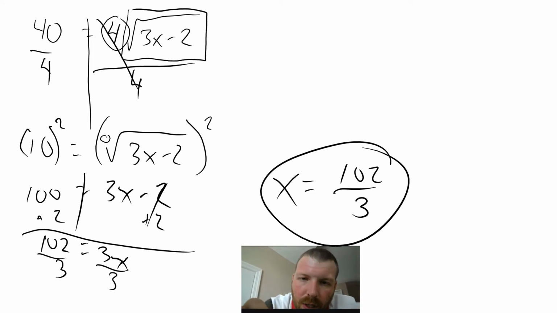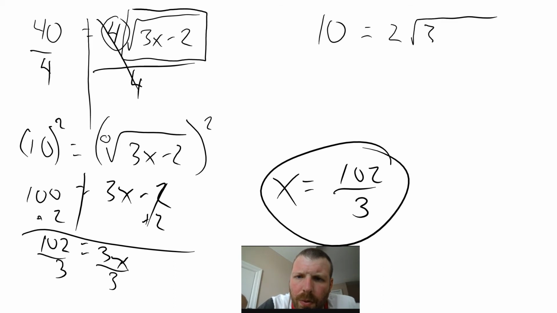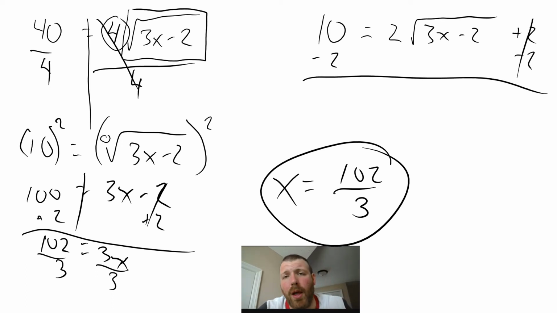So like, let me just give you another example real quick. If I wrote 10 equals 2 times the square root of 3x minus 2 again, and then we're going to put a plus 2 over here. Well, what I want to do is get rid of the 2 on the outside of the radical, and get rid of that plus 2 on the outside of the radical. But the way we did it with absolute values, very similar. We have to subtract the 2 first because it's further away, all right?